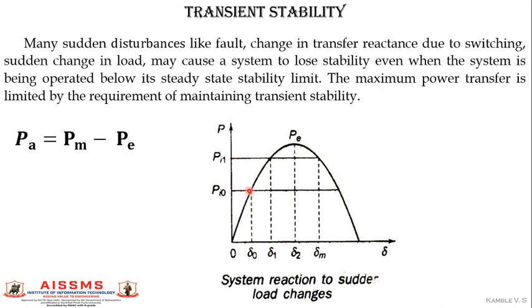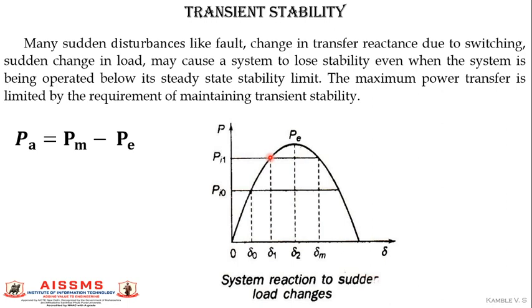So I will say the rotor will start to accelerate in this direction, and when this rotor comes at this position, what will happen? The corresponding angle will be delta 1 and the corresponding power will be Pi1. Now Pi1 is the same as the mechanical power and electrical power. So at this instant, mechanical input power becomes equal to electrical power.